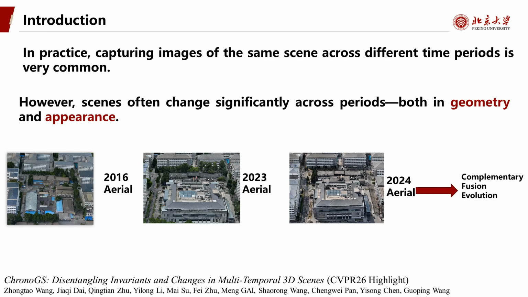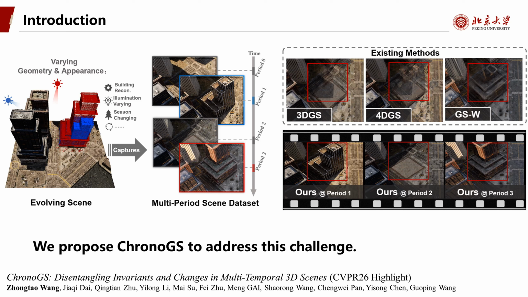In practice, capturing images of the same scene across different time periods is very common. For example, here are aerial captures of the same location in different years. These multi-period images give us complementary data, opportunities for fusion-based reconstruction, and a record of dynamic evolution. However, scenes often change significantly across these periods, both in geometry and in appearance, so existing reconstruction methods break down. To address this, we propose ChronoGS.